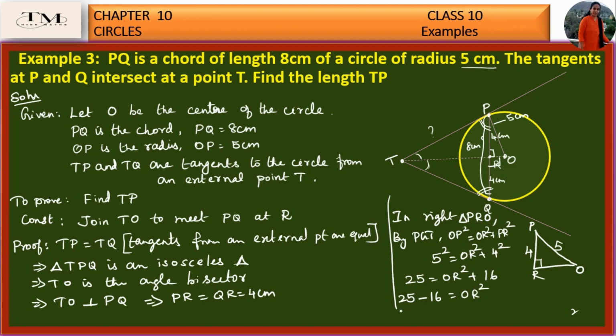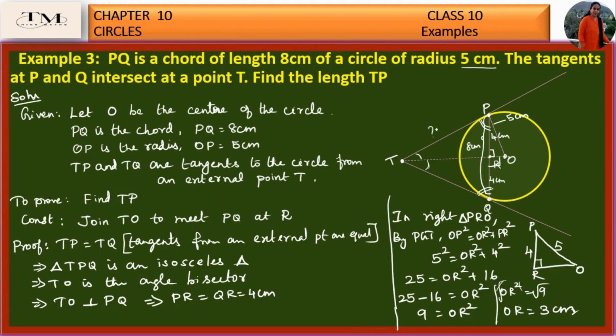So 25 minus 16 is 9. So 9 is equal to OR square, or we can say OR square equals 9. Taking square root on both sides, the root and power 2 get cancelled. So OR will be equal to square root of 9, which is 3. So OR is equal to 3 centimeter.